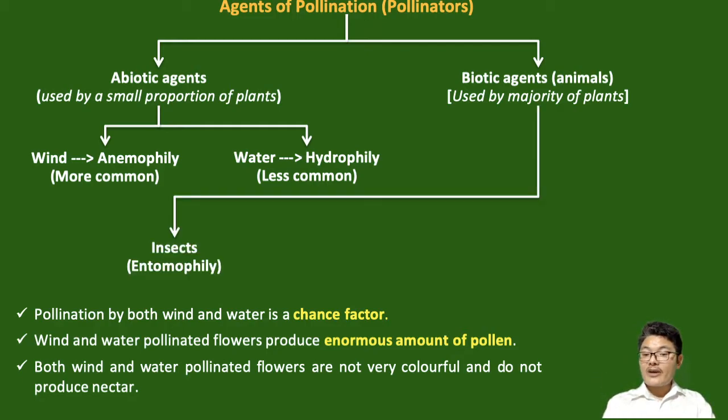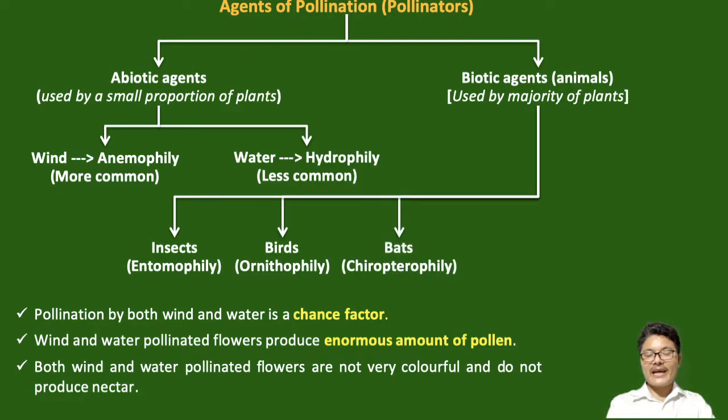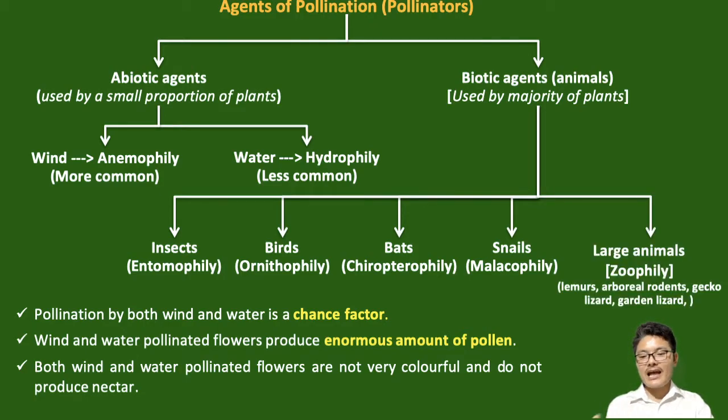Now, biotic agents of pollination can be insects, mostly insects. So pollination done by insects is technically known as entomophily. There are also other animals like birds which help in pollination. Pollination which is carried by birds is known as ornithophily. Pollination by bats is known as chiropterophily. Pollination done by snails can be technically called malacophily. And large animals are also involved in pollination, which can be collectively termed as zoophily.